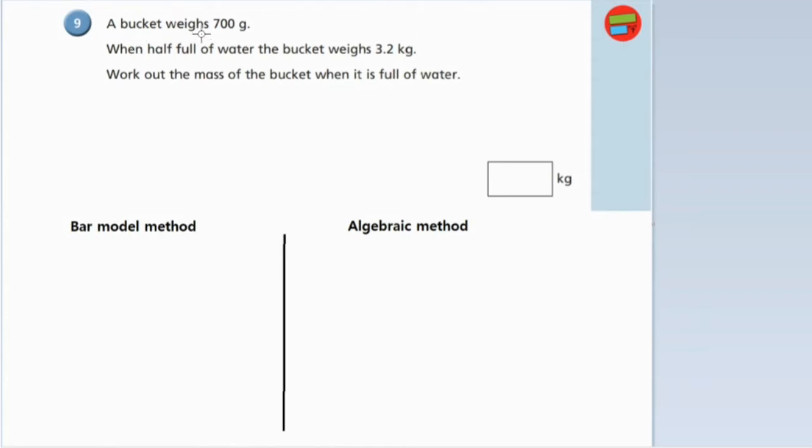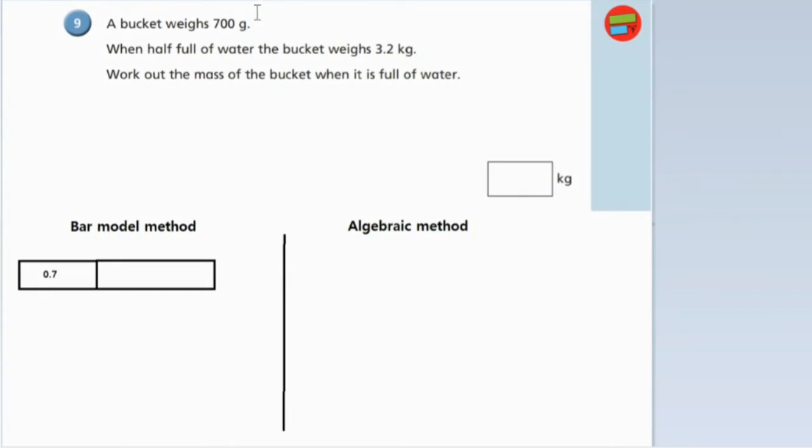We've got the weight of a bucket, and I've got the weight of the water inside the bucket. So using a bar model, I would represent the weight of both of them together using these bars. Okay. Now I am told that the weight of the bucket is 0.7, so I'm going to add that into the diagram. Notice how I've actually changed units. In the question we've got kilograms and we've got grams. You need to work in the same unit.